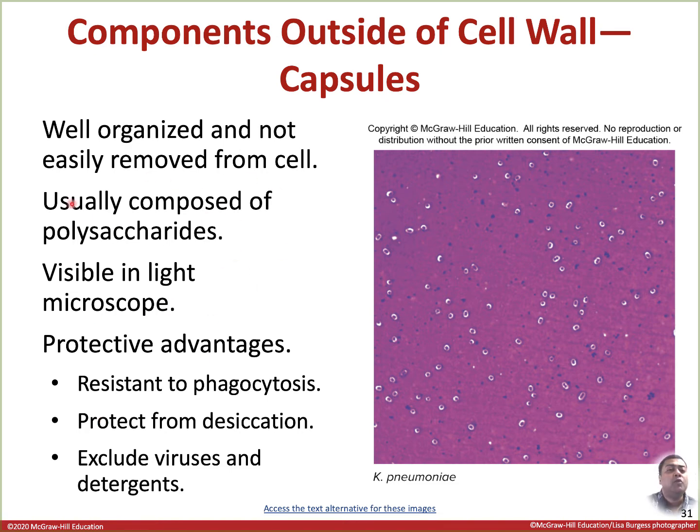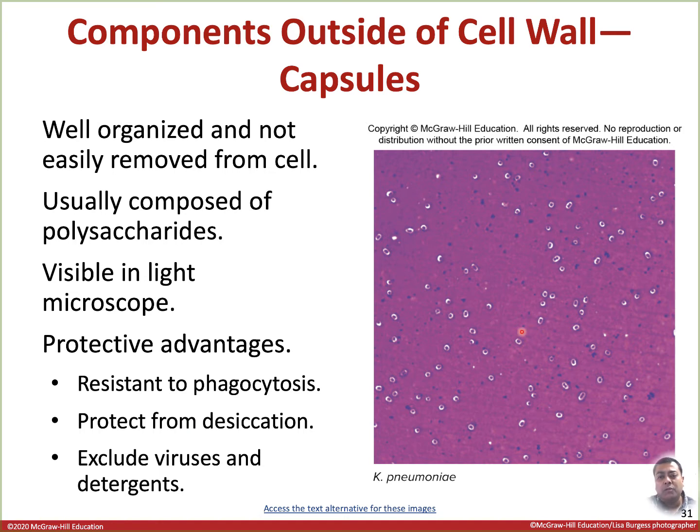Sometimes they can actually utilize the polysaccharide as a food or energy source if the environment is harsh. On the other hand, viruses and detergents also cannot enter into the cell or come in contact with the cell due to this capsule layer. So these are all protective functions.